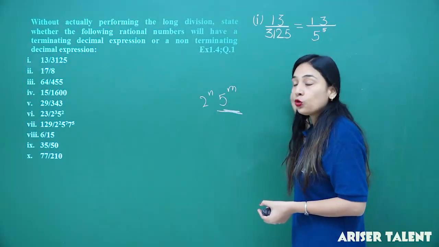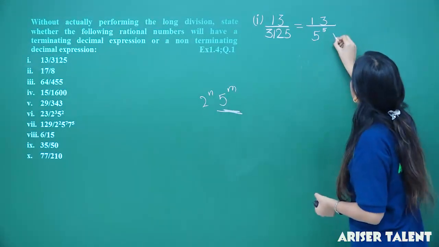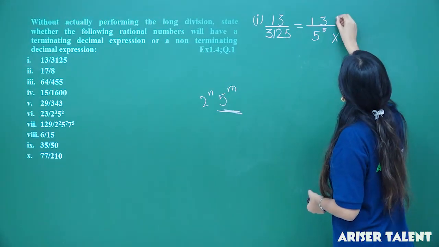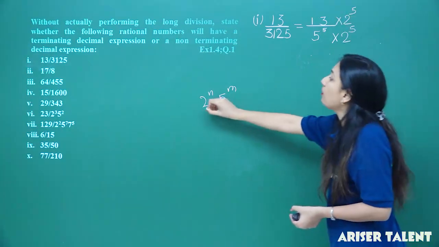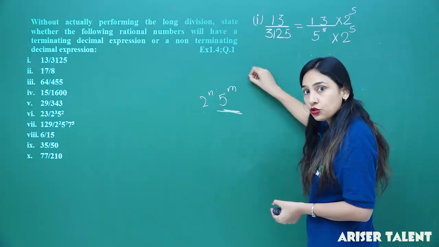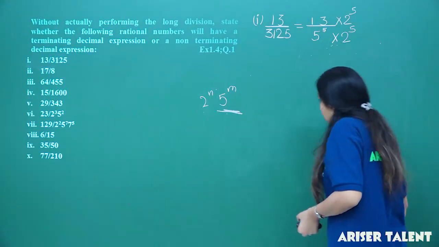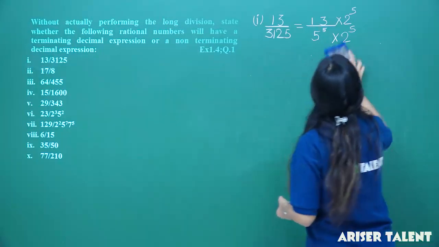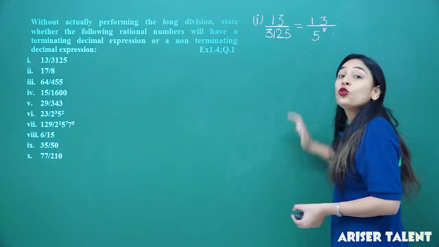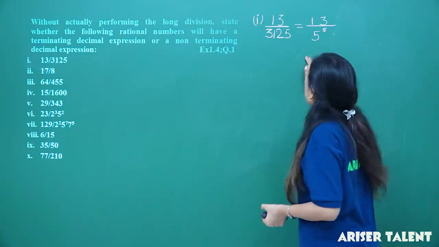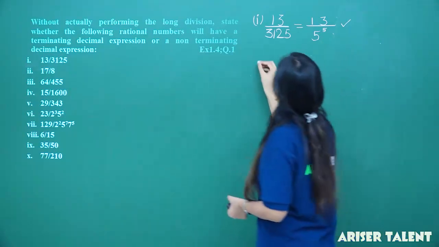Because if we have 5 raised to power m in the denominator, we can convert it into 2 raised to power n and 5 raised to power m by multiplying by 2 raised to power 5 in the numerator and denominator. So it will be terminating. For now we are only detecting whether it is terminating or not. So it is terminating, right? Now, question number two.